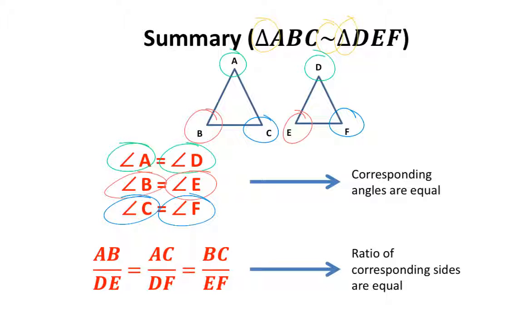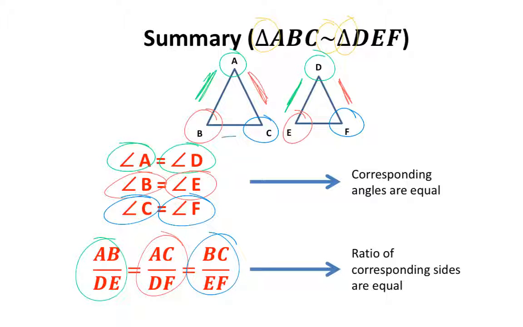However, the side lengths are a little bit more tricky. The ratio of corresponding sides are equal. So here I have the ratio of side AB to side DE. That would mean this side and this side. This is the ratio of AC to DF, so that would be this side and that side. And this is the ratio of BC to EF, which means this side and that side. So if I took the ratios of corresponding sides, they should all be equal if the two triangles are similar.